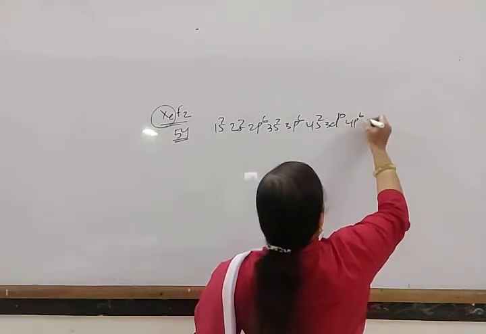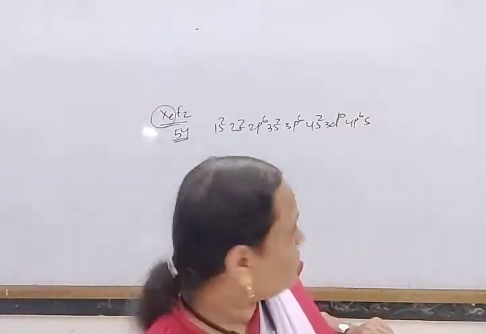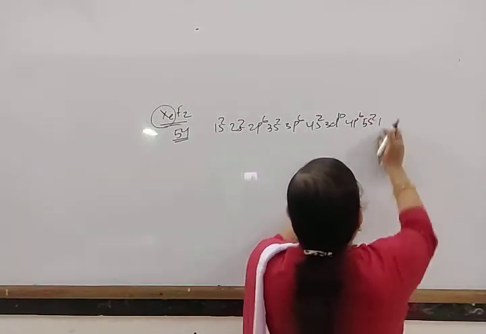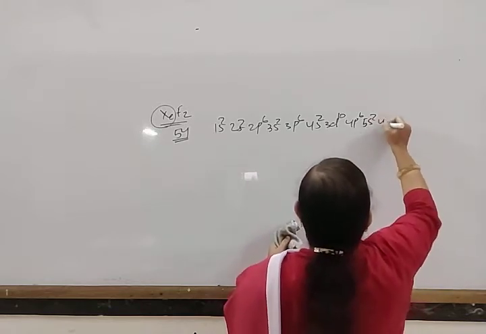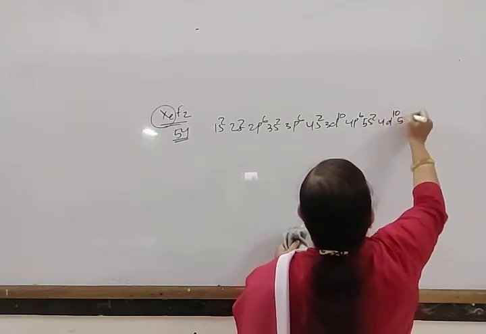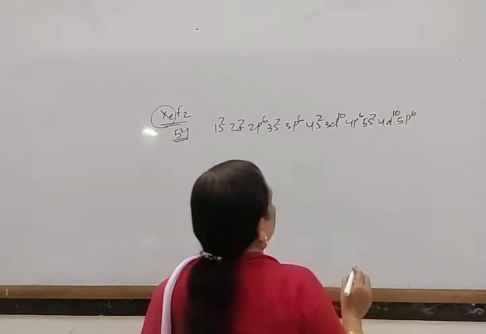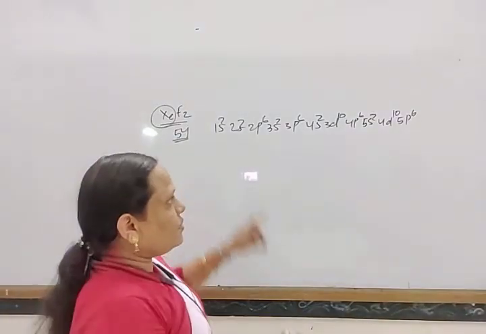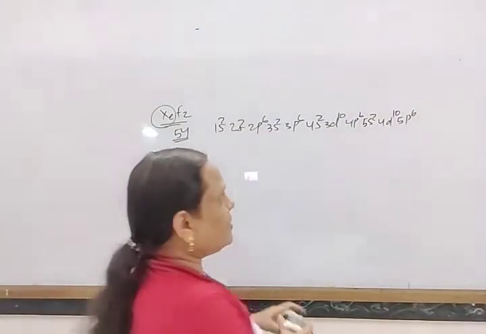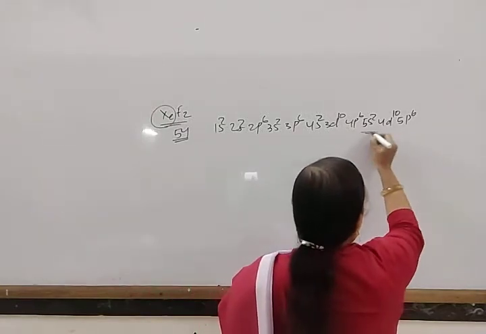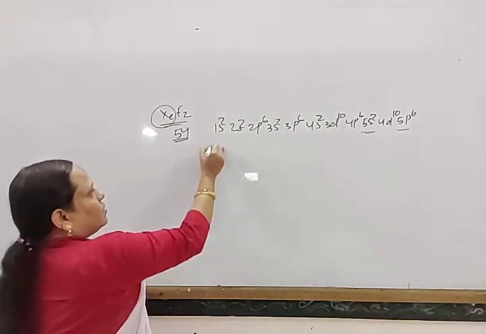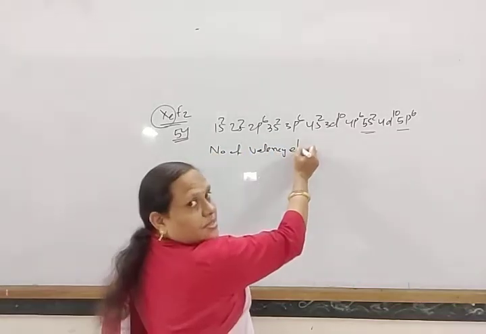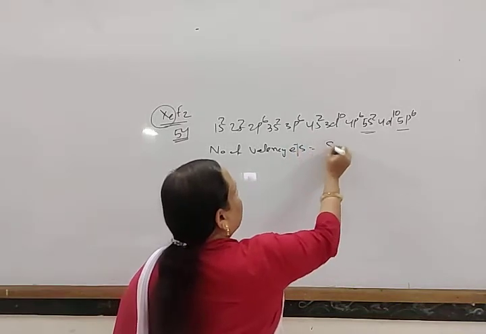Then 5s2, then 4d10, 5p6. You can write the electronic configuration like this, and the total number of valence electrons, 5s2 5p6, is equal to 8. So the number of valence electrons is equal to 8.